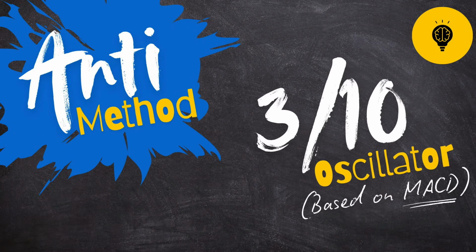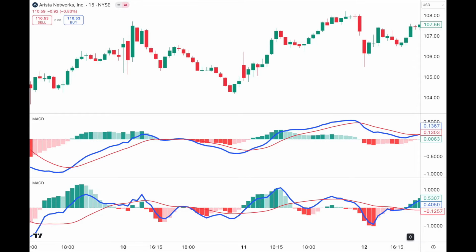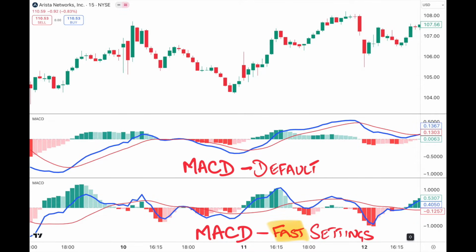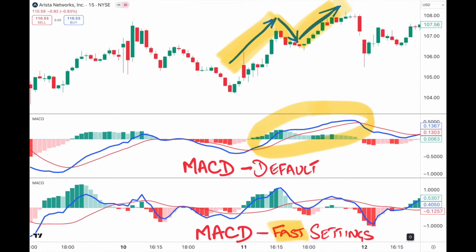But before we do that, let me show you something. Here is a 15-minute price chart with two added MACD indicators. One with default settings while the other has faster settings. As you can notice, when the price does a pullback, our default MACD chart misses this altogether, whereas the modified chart more effectively identifies this due to the increased sensitivity.